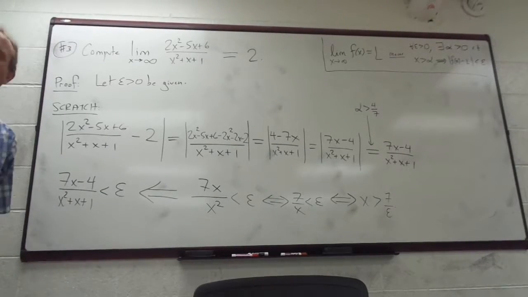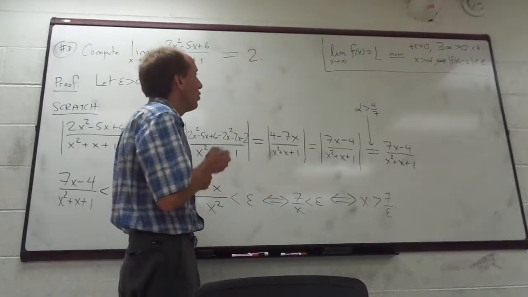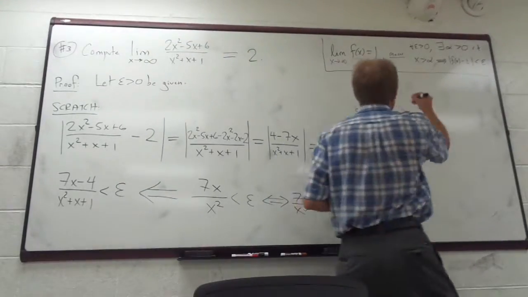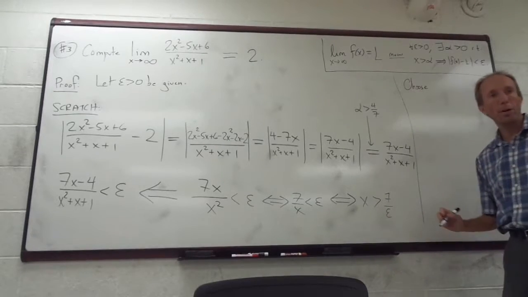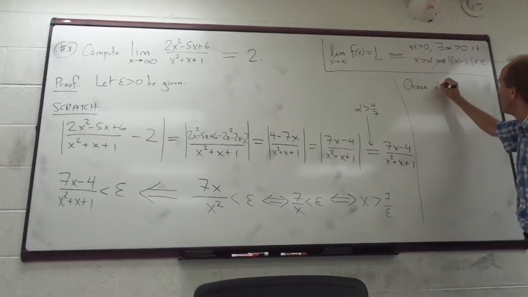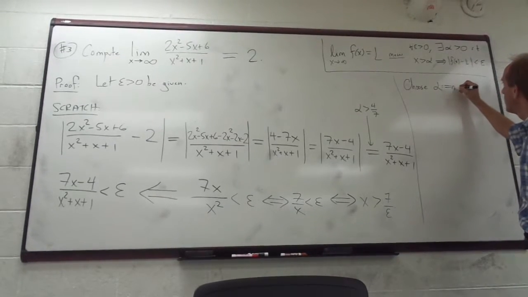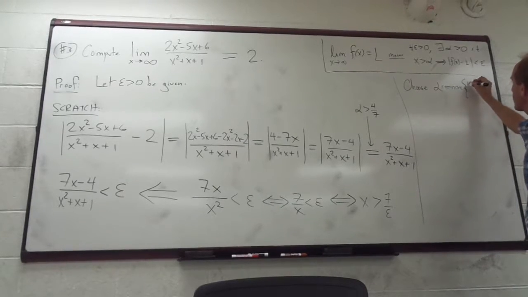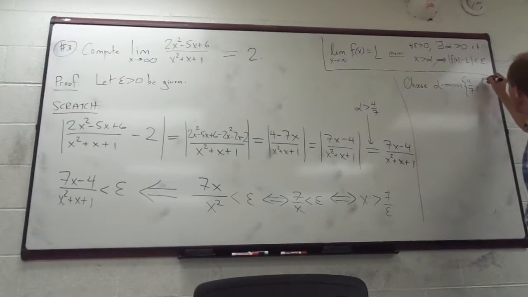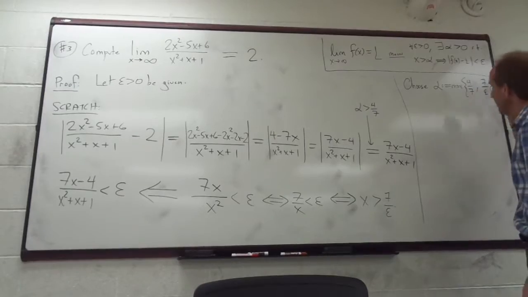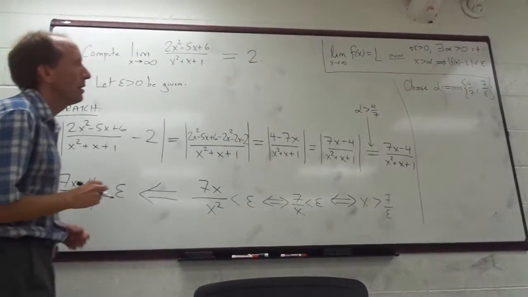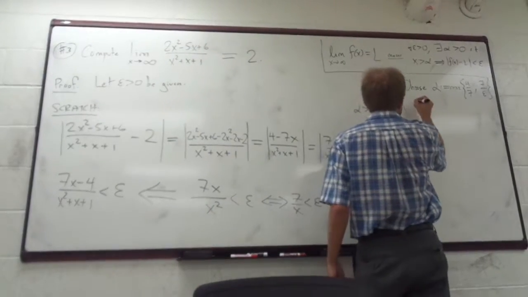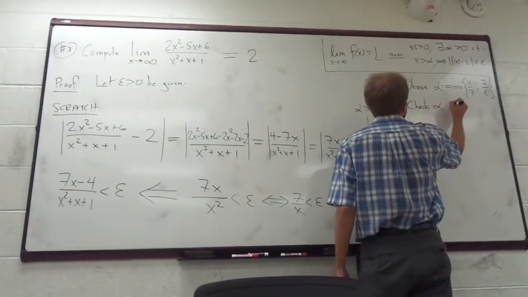We good with that? Okay, so what am I going to do to choose my alpha now that we've got this part solved? Right, the max of 4/7 and 7 over epsilon. Exactly. Okay, so I do that, and then I'm going to just check that alpha works.